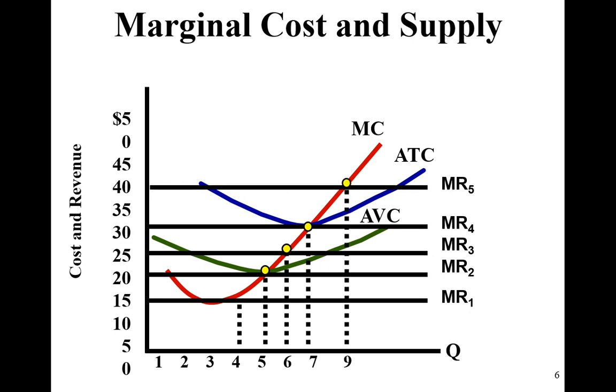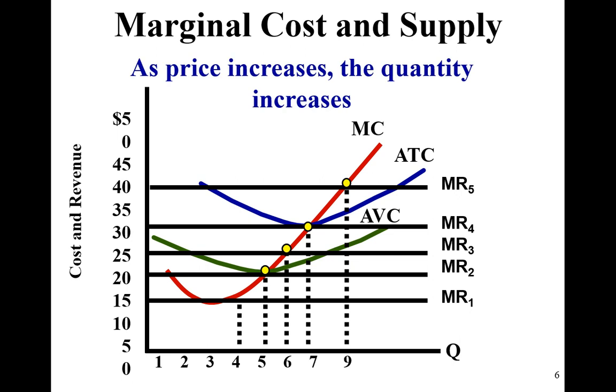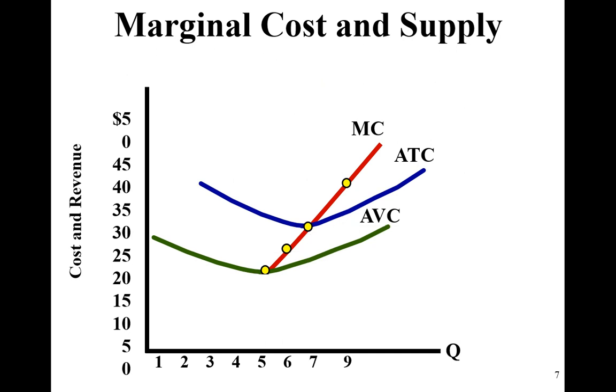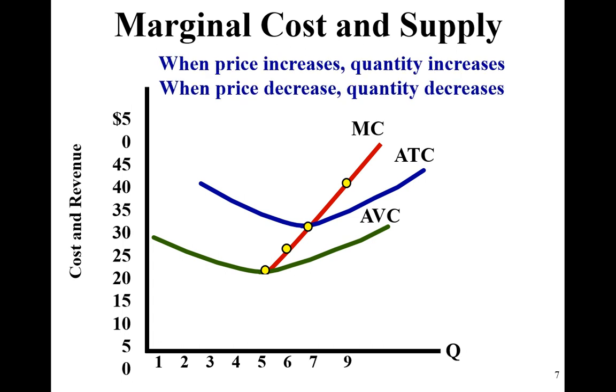And then, of course, at MR5, we're going to have a profit because you find your MR equals MC at 9, and then all of a sudden you're going to have a greater revenue than cost, and we know that's our definition of profit. So one thing to take note of is as the price increases, the quantity increases. It sounds eerily familiar, right? As the price increases, the quantity increases. Sounds like the law of supply. And what actually ends up happening here, when price goes up, quantity increases. When price decreases, quantity decreases.